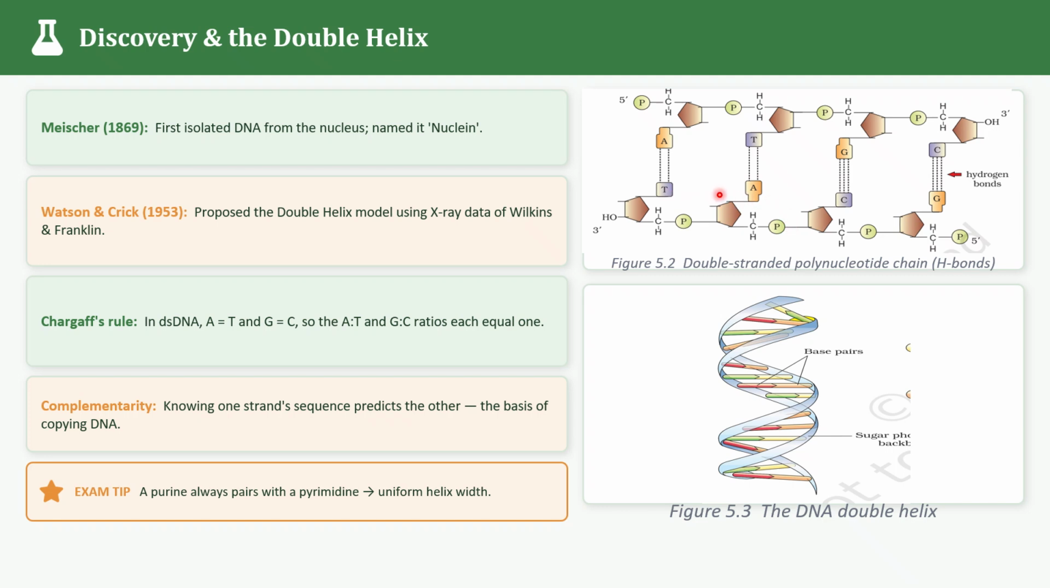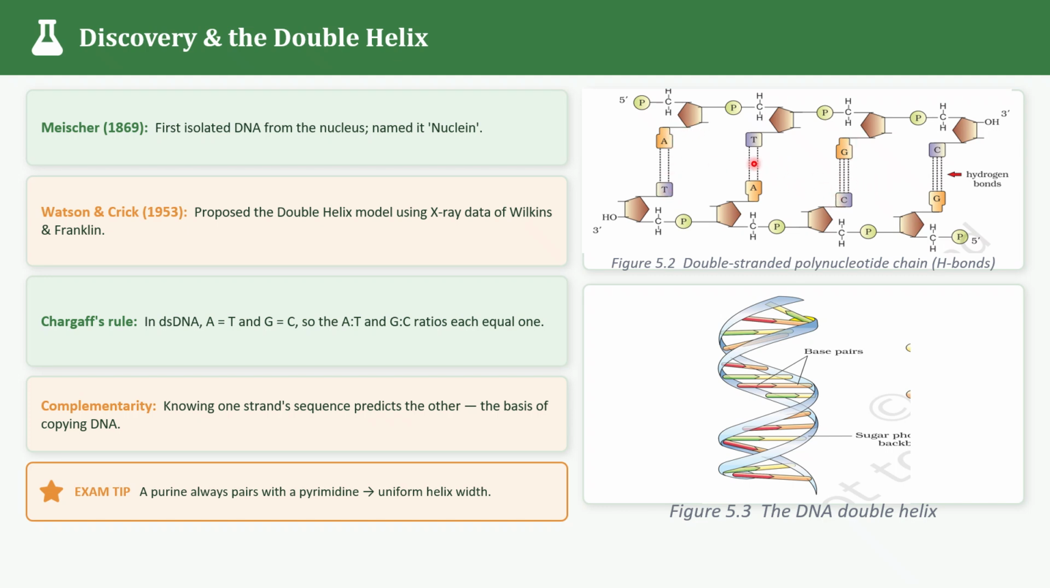And the nitrogenous bases are projecting inward, where they are pairing with the bases from the opposite strand. You can see, yes. And just observe these base pairs carefully. See, adenine always pairs with thymine using two hydrogen bonds. You can see the hydrogen bonds here, right? And then guanine always pairs with cytosine using three hydrogen bonds. So this pairing is called complementary base pairing.